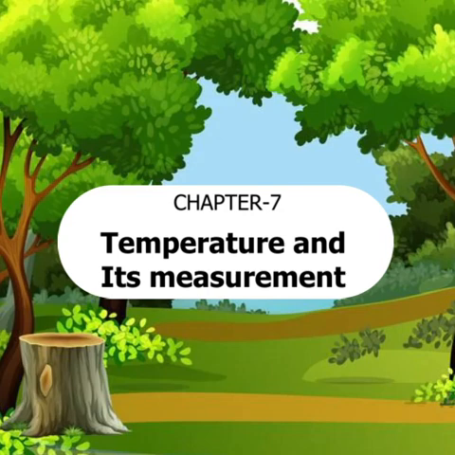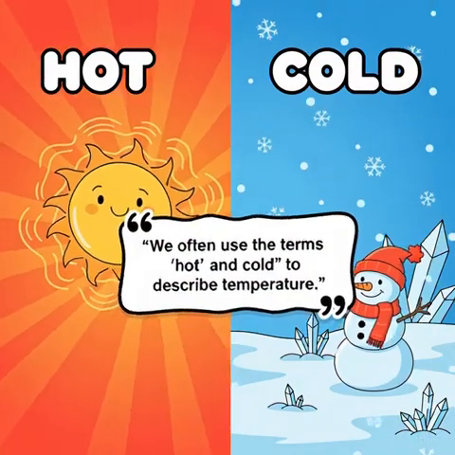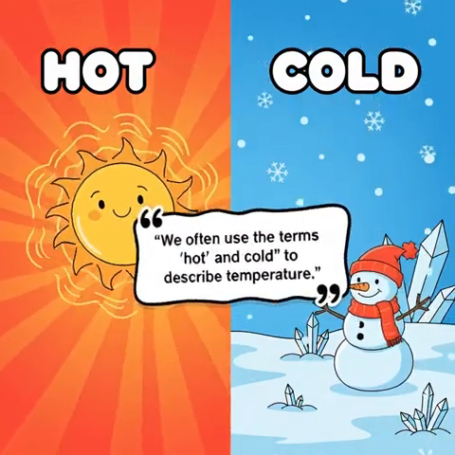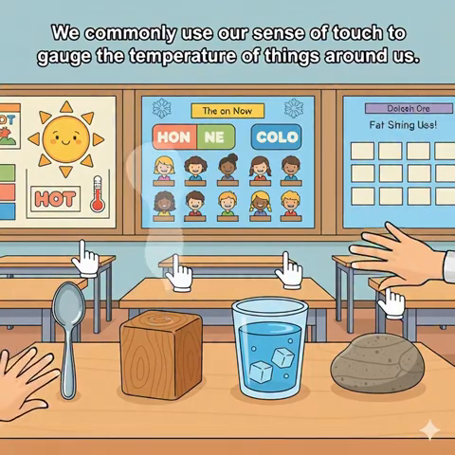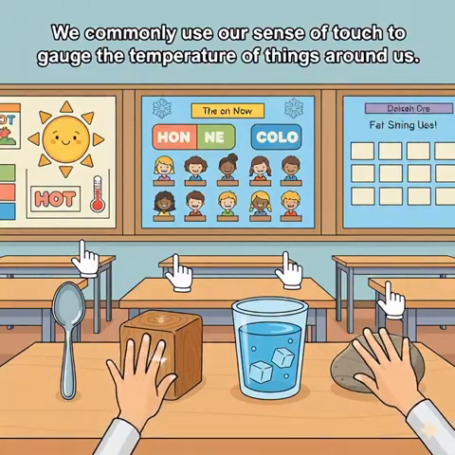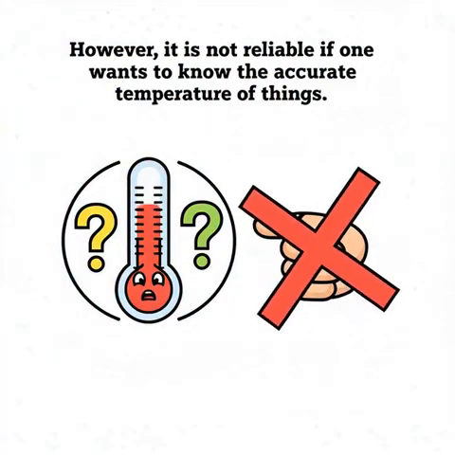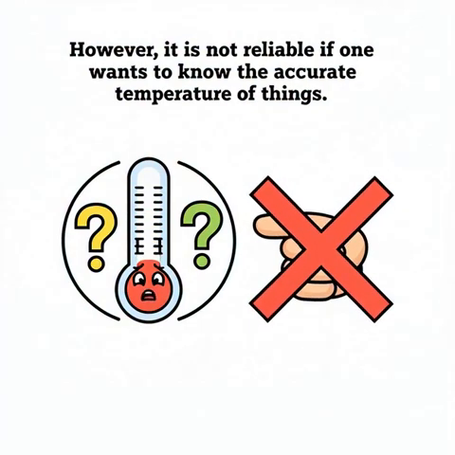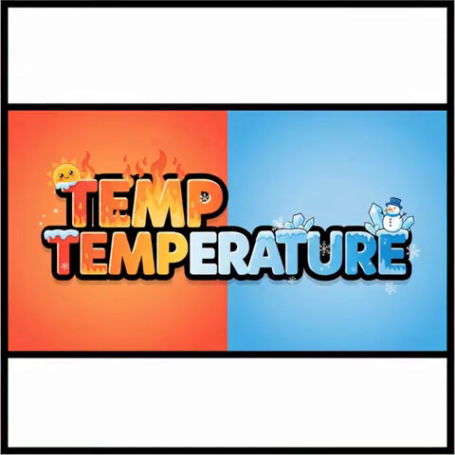Chapter 7. Temperature and its measurement. We often use the terms hot and cold to describe temperature. We commonly use our sense of touch to gauge the temperature of things around us. However, it is not reliable if one wants to know the accurate temperature of things.